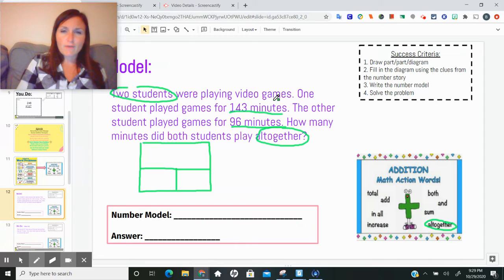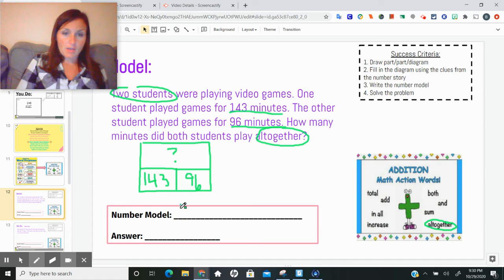Well, I don't have my total. It says how many minutes did both students play all together. So I know that's what I'm trying to solve here. I'm trying to solve what is that in all, the total. What's that big number? So here I need to make these 2 numbers go here. Even though they're not super little numbers, they're little numbers in this number story. So 96 and 143 are going to go here. And I want to see how many minutes did these students play together when I add these up.